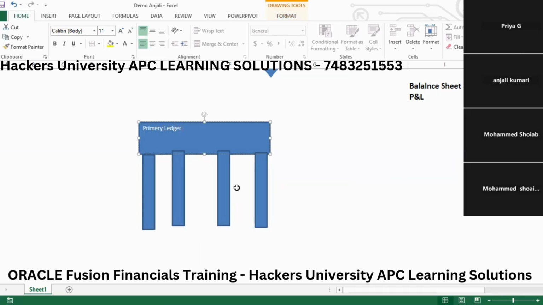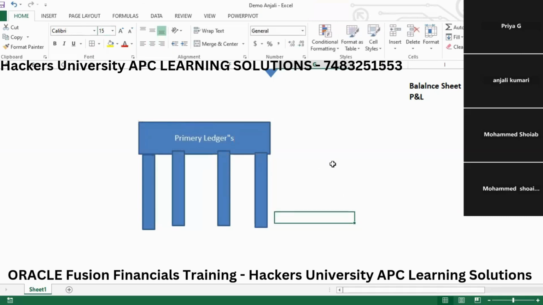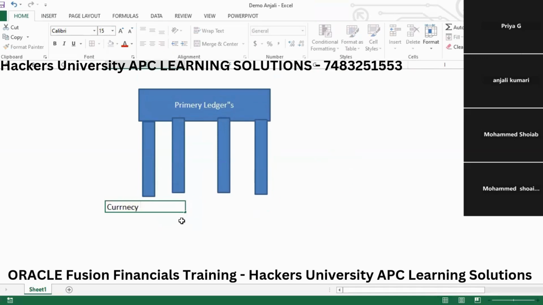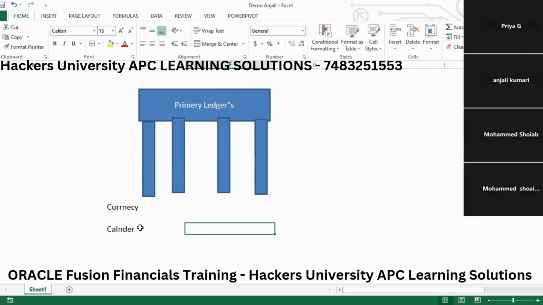Okay. So we have multiple primary ledgers in general ledger. For each primary ledger, you have some base things. It stands on some basic things. What is that? Currency, calendar. You can say calendar. Currency, calendar, and what?